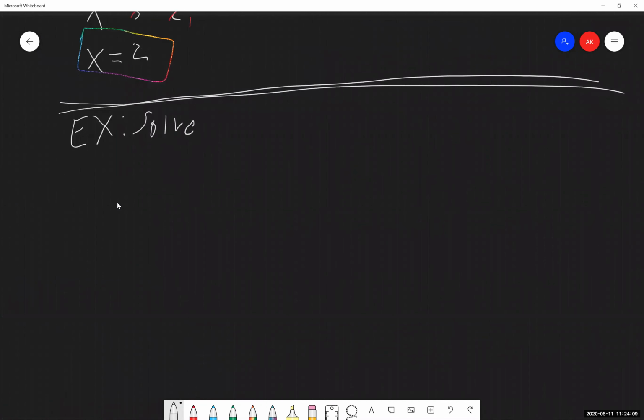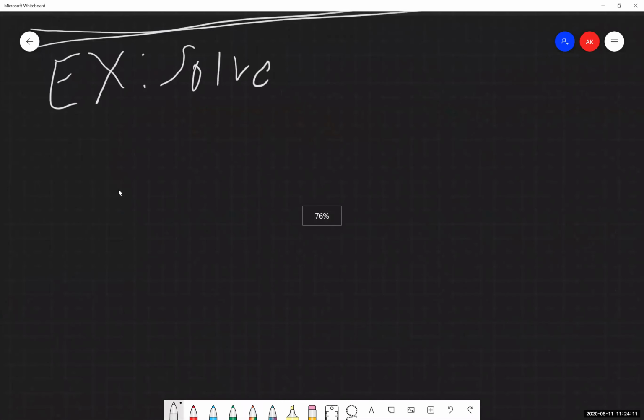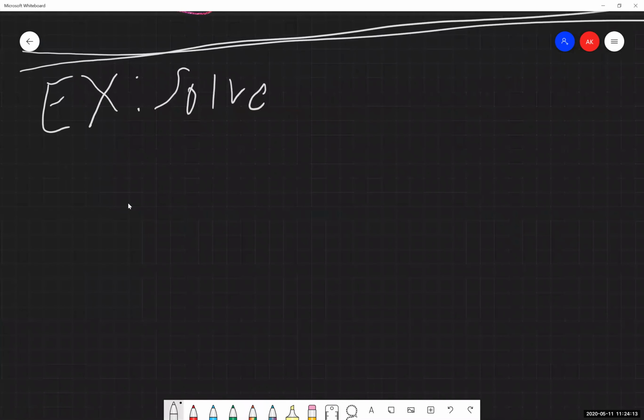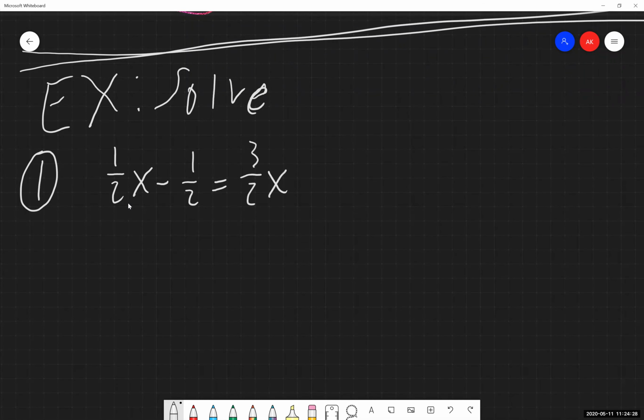Okay, we'll zoom in here a little bit. All right, so our first example, we're working with 1/2 x minus 1/2 is equal to 3/2x plus 3/4.